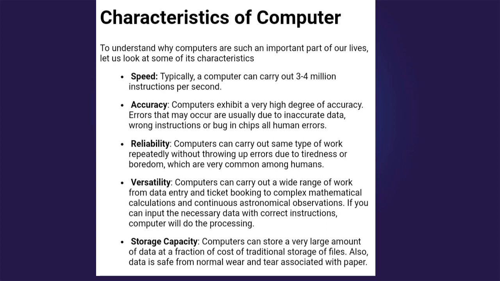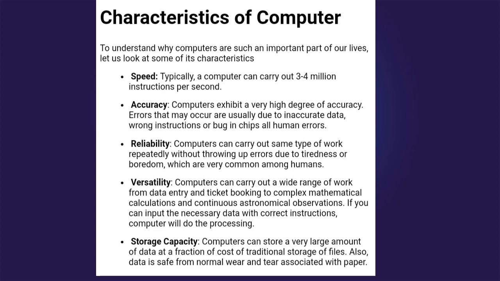Characteristics of computer. To understand why computers are such an important part of our lives, let us look at some of its characteristics. Speed. Typically, a computer can carry out 3 to 4 million instructions per second. Accuracy. Computers exhibit a very high degree of accuracy. Errors that may occur are usually due to inaccurate data, wrong instruction or bugs in chips, all human errors.